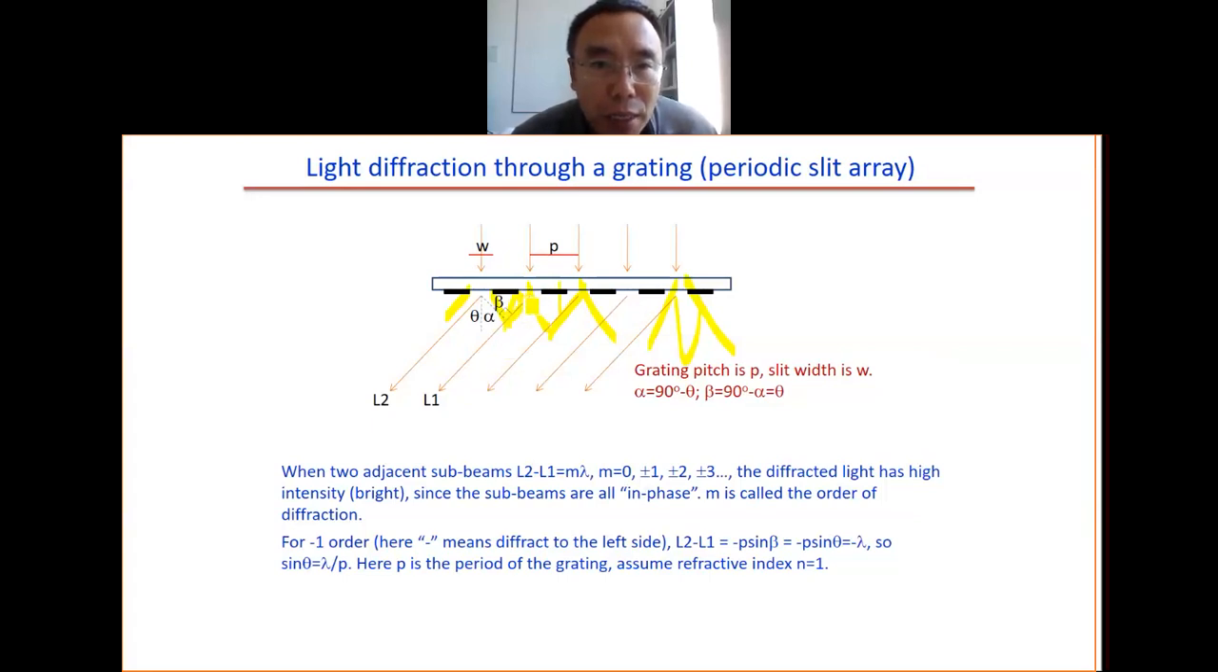You can imagine if this part, L2 minus L1, equals mλ, then all the light here will interfere constructively, so we have the maximum light. This part equals the pitch times sine beta, and the beta angle is the same as the theta angle, so it equals p sine theta equals minus λ. Here we said minus λ, which corresponds to the minus 1 order. We can define that to the left side we use the minus, and to the right side we use a plus. This is the first order. The minus second order will come to here. You can do a similar calculation.